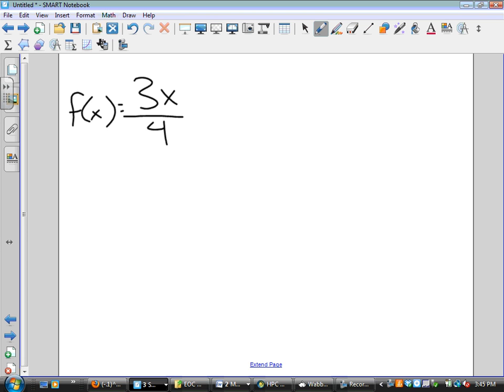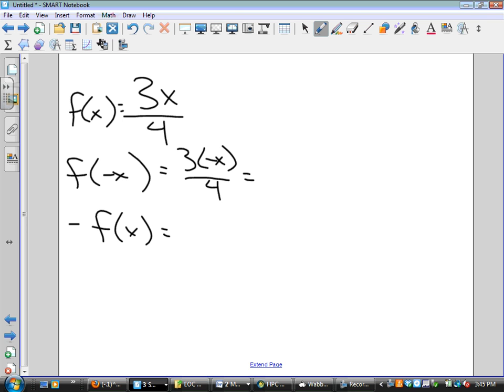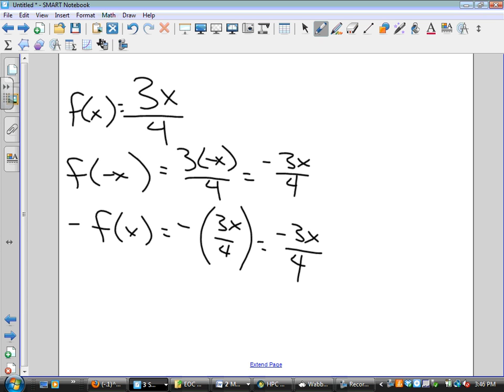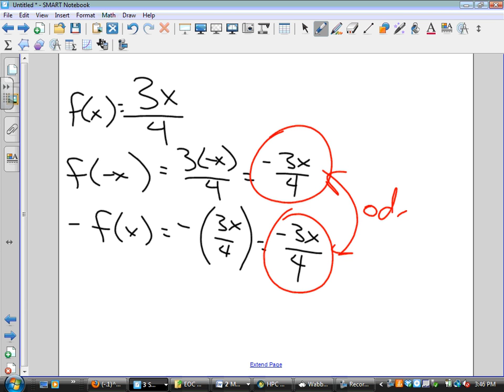So let's go ahead and figure out what is f of negative x, and then also what is negative f of x. Okay, so f of negative x we can find just by replacing x with negative x. And if we simplify that, that's just negative 3x over 4. Now, if we look at negative f of x, that's the same thing as just negating the entire function, which actually does match f of negative x. So since these two things are equivalent, we can say that this function is odd.